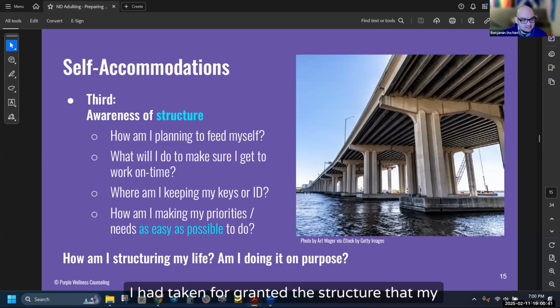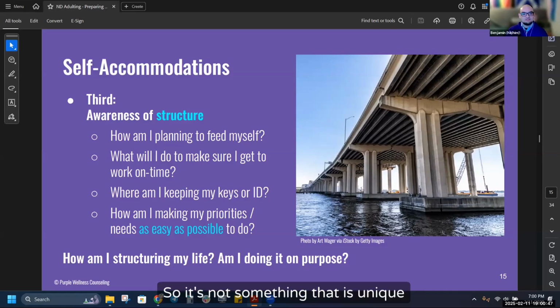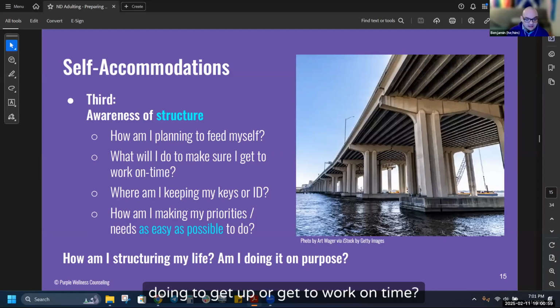I had taken for granted the structure that my husband provided in enjoying to cook and taking care of that. So it's not something that is unique necessarily to an age, but it is something to consider of, okay, who in my life is providing what structure? And is that something I need to take on for myself? Additional things to consider: what am I doing to get up or get to work on time? Where am I keeping my keys or my ID?